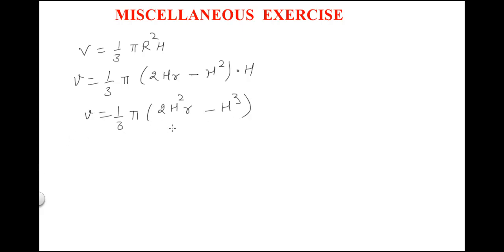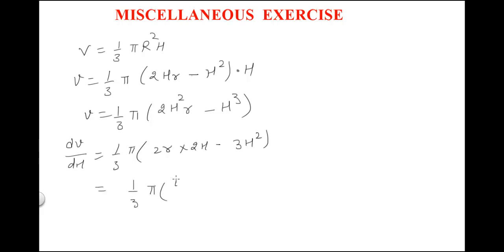The volume of cone does not depend on volume of sphere. It depends on the radius and height of the cone only. Let us now differentiate with respect to H. So we get dV by dH equals 1 upon 3 pi as it is, 2R as it is, differentiation of H square is 2H, minus 3H square. Now we will put it as equal to 0. First of all, simplify it as we can. So we can write 4RH minus 3H square equals 0.